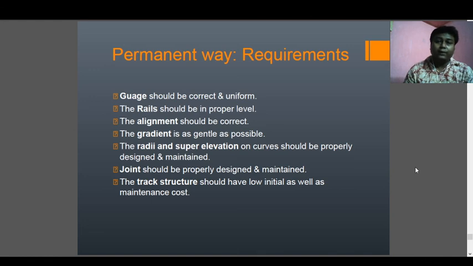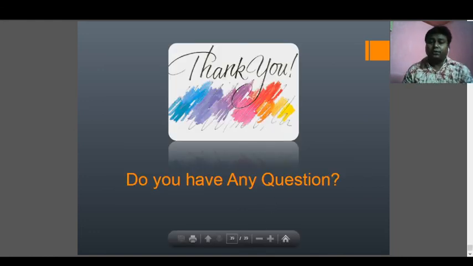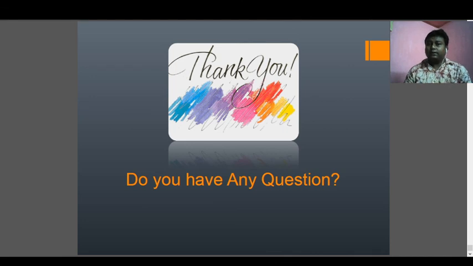Now the requirements of the permanent way: the gauge should be correct and uniform, the rail should be at a proper level, the alignment should be correct, the gradient should be as gentle as possible, the radii and the super elevation on the curve should be properly designed and maintained, joints should be properly designed and maintained, and the track structure should have low initial as well as maintenance cost. So this is a brief about your railway engineering. There are detailed discussions too. This is just a rough idea about railway engineering.